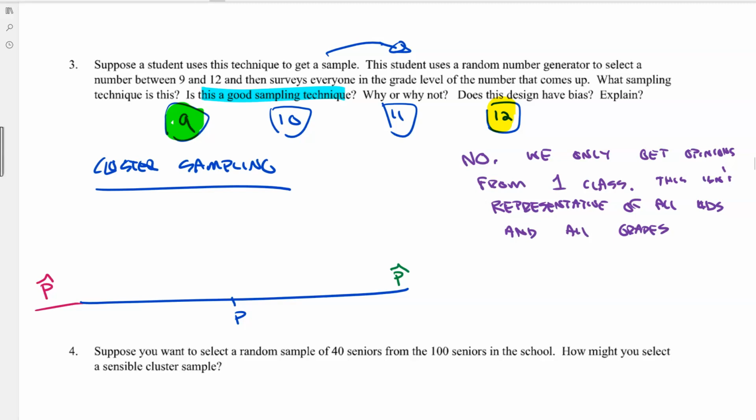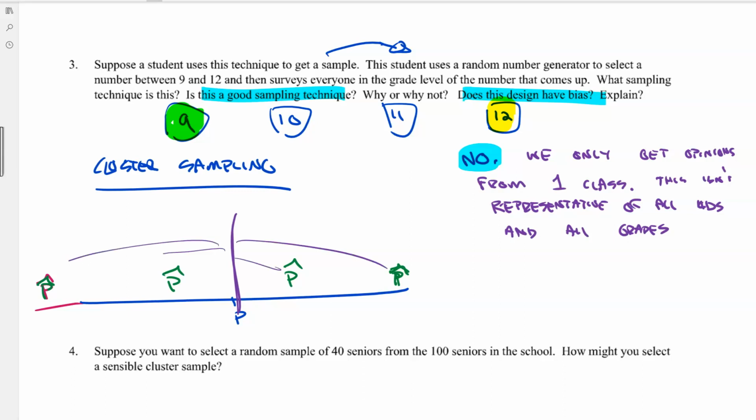A lot of kids would be very careless and just say, yeah, because it's not a good technique, it has bias. Well, no, it actually doesn't have bias. If you get the freshmen, you're going to get a low value. If you get the seniors, you're going to get a really high value. If you get the 10th graders, you're going to get a moderately low value. And if you get the juniors, you're going to get a moderately high value. Is this balanced about the true proportion? Yes. The under and over approximations are kind of balancing each other out, and on average, it is centered about the true value. So it's not biased.